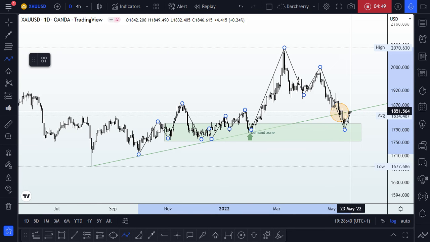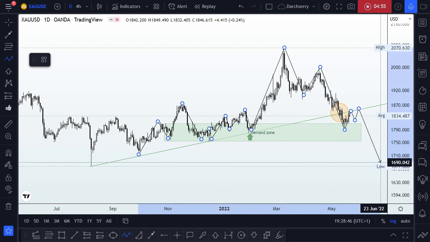So what we want to be looking forward to is, are we going to have a rejection of that trend line, which will probably send price crashing to the downside?